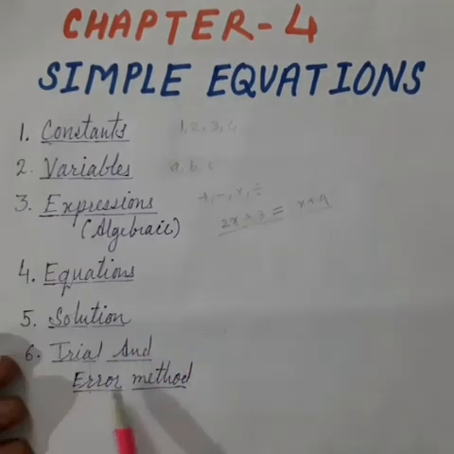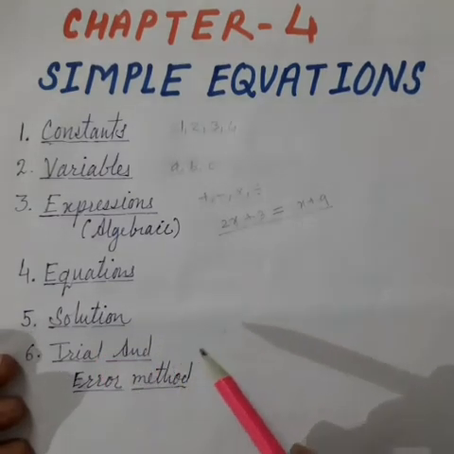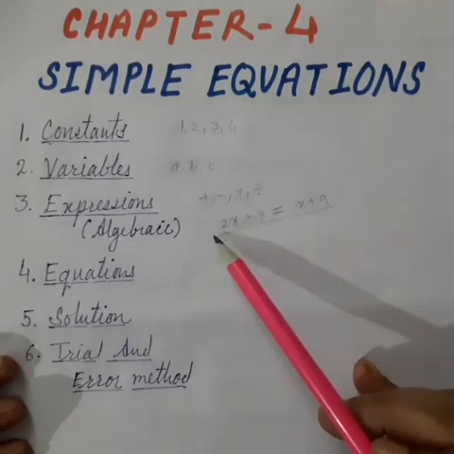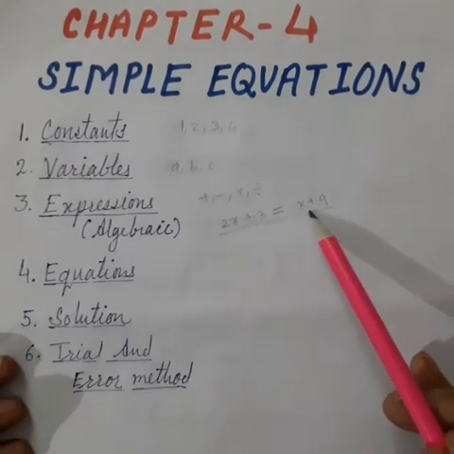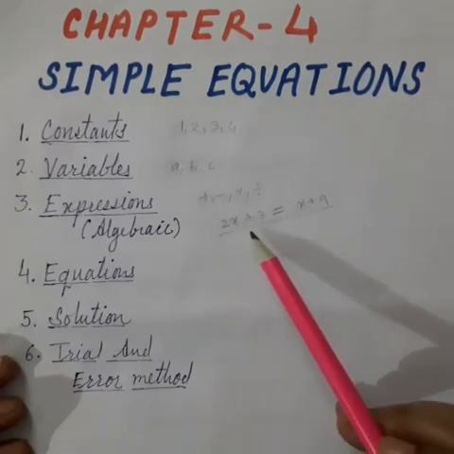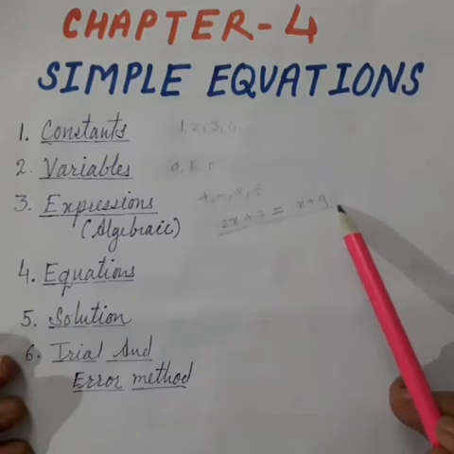Trial and error method. To find out the solution of equation by trial and error method, we have to try different values of variable and find out the values of left hand side and right hand side. We have to try different values till we get the value of left hand side and value of right hand side equal.